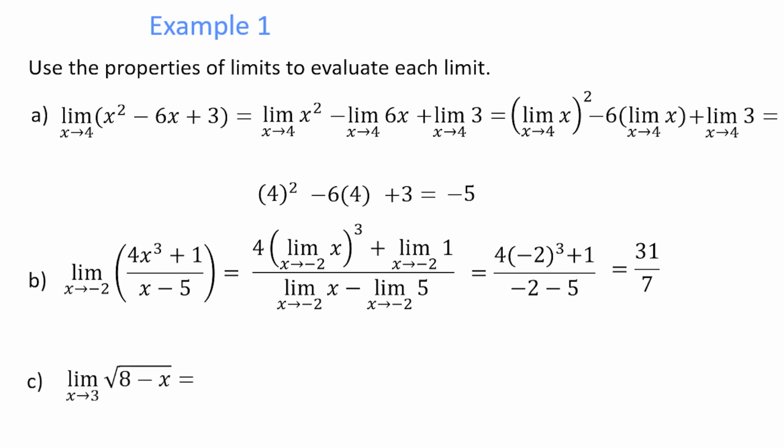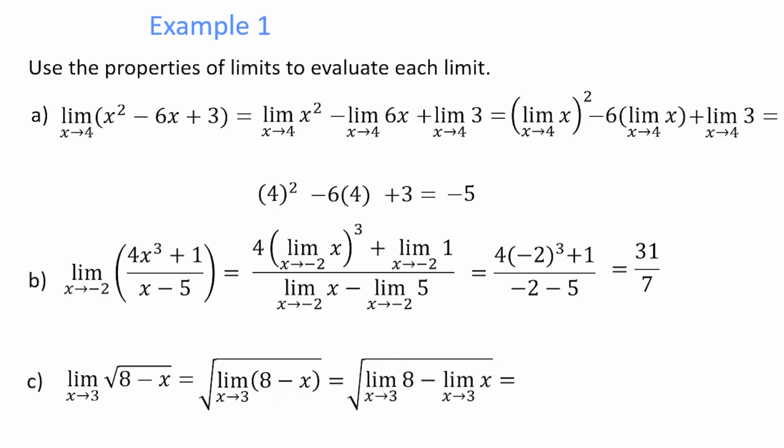And the last one, the limit of a radical function. So first of all, we can use the root property, which will give us the square root of the limit of the function. Now we can simply use the difference property, so we will have square root the limit of 8 minus the limit of x. We know that the limit of the constant is the value of the constant, so this will be 8, and the limit of the identity function at a point will be the value of that point, which is 3. So it will be square root of 8 minus 3, which is square root of 5.